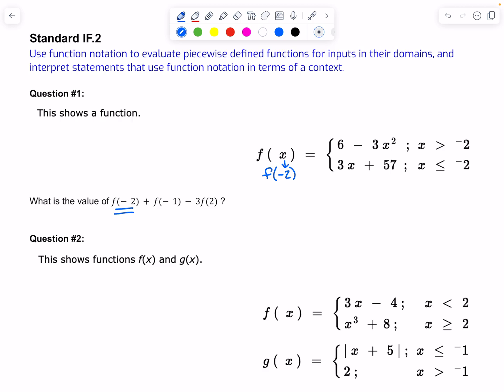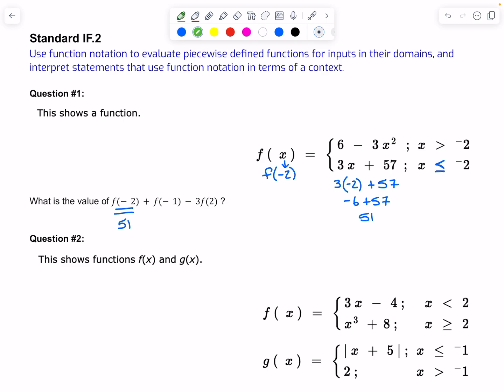So that doesn't make sense. And then x is less than or equal to negative 2. So this part of our function would make sense for negative 2 since that's part of that domain. So we need to plug it in there. So 3 times negative 2 plus 57 would give us negative 6 plus 57, which is 51. So I'm going to write that over here for that part of what we're trying to find the value of.